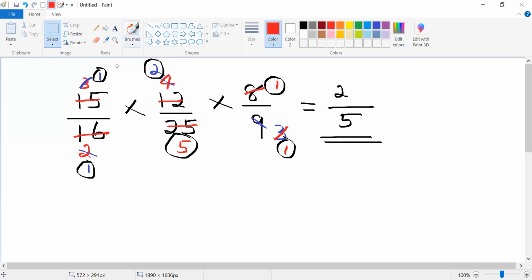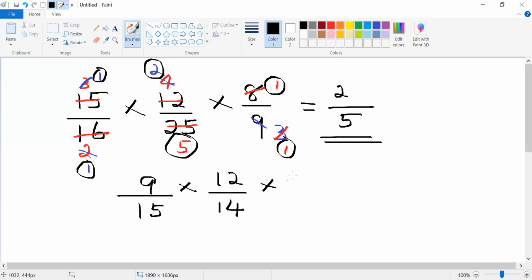One more example I will show you. Then I think you will understand and you can do it yourself. One more example. 9 by 15 into 12 by 14 into 7 by 3. So here 7 and 14. Okay. 2 times. 3 and 9. 3 times. Now what can we do? 12 and 2 again we can cut, no. 2, 12, 6 times. 3, 15, 5 times. Oh, all over.